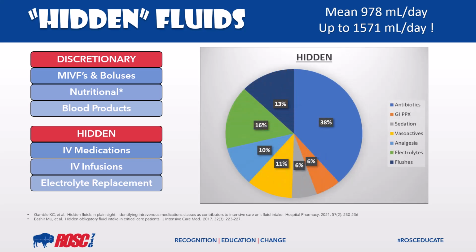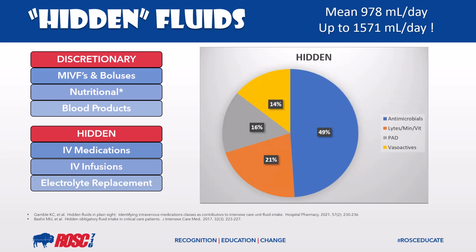You see approximately 38% of hidden IV fluids was your IV antibiotics. 16% was your pain, agitation, delirium medications. 11% was vasoactive. 16% was electrolyte replacement. And another 13% was IV flushes. The other paper broke it down just a little bit differently, and we saw up to 49% of the hidden IV fluid being your IV antibiotics, 21% being your electrolyte replacement, 16% being your pain, agitation, and delirium medications, and up to 14% being your vasoactives.